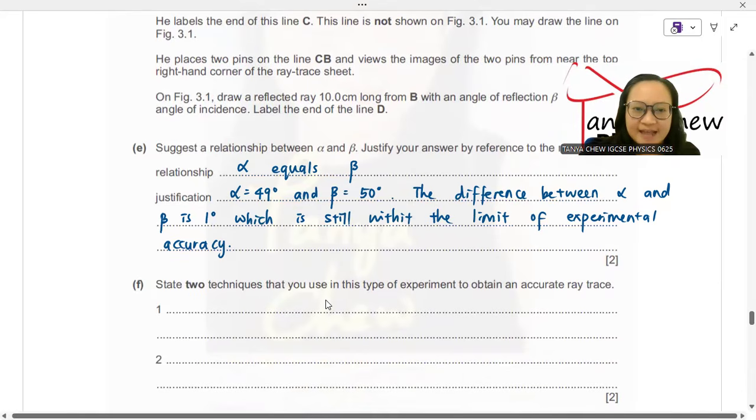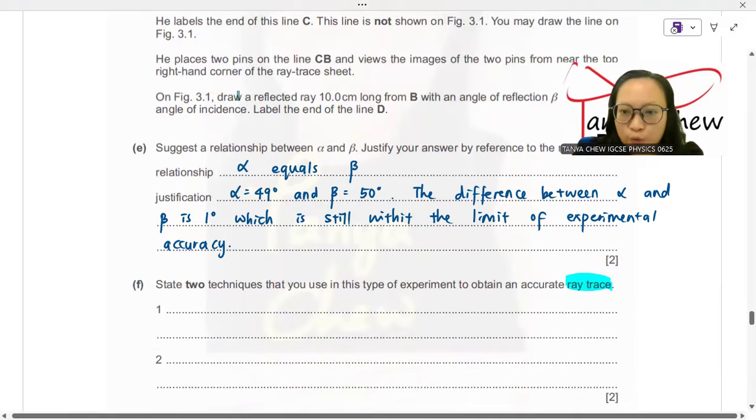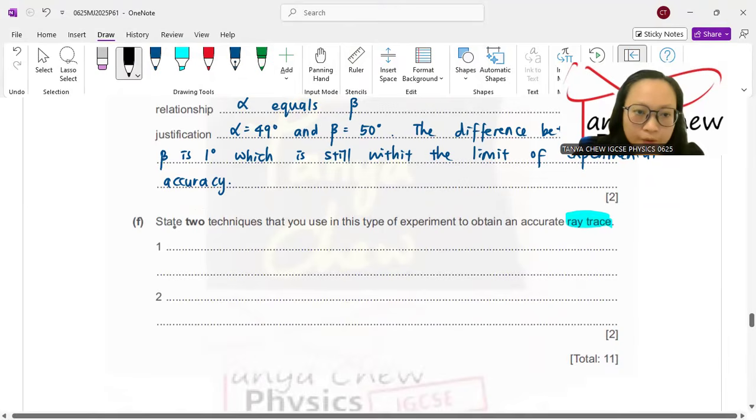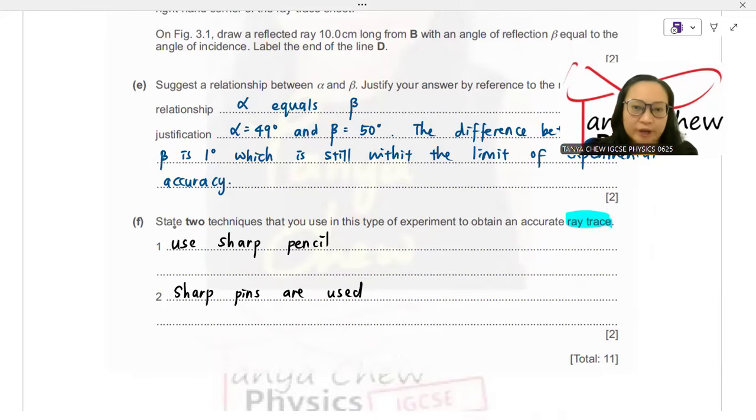State two techniques that you use in this type of experiment to obtain an accurate ray trace. If you want to trace the ray, use a sharp pencil to trace the ray, so the line that you draw must be as thin as possible. And make sure that sharp pins are used, or you say use small pins with the sharp end.